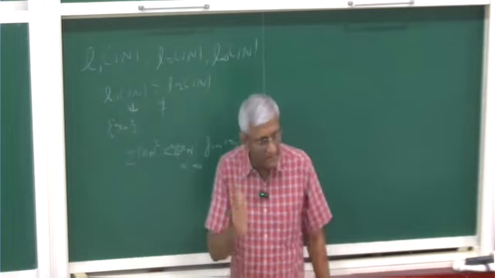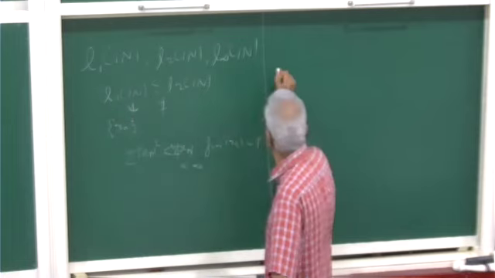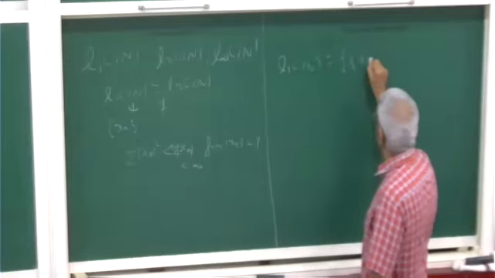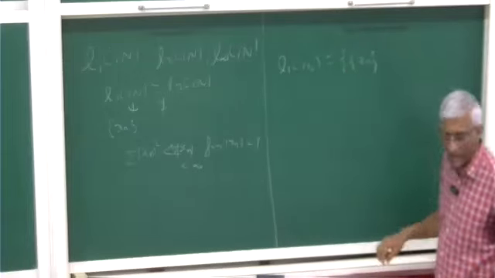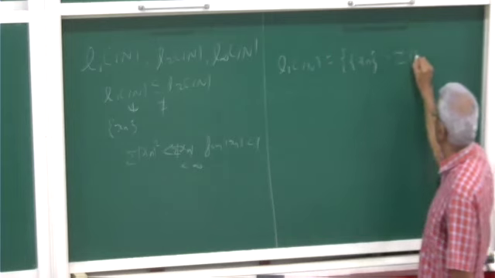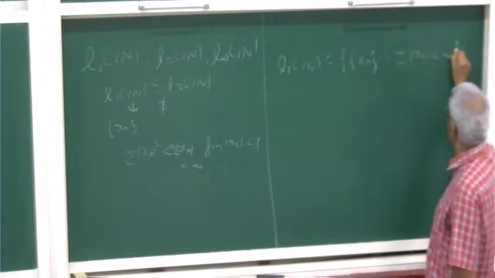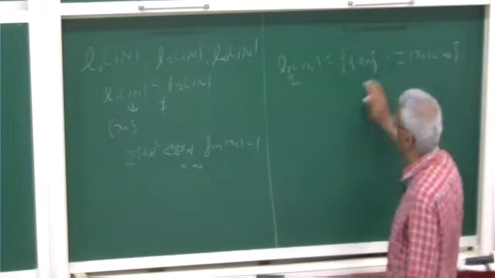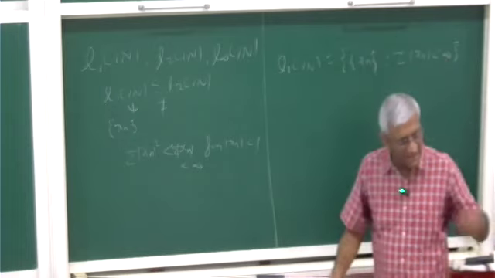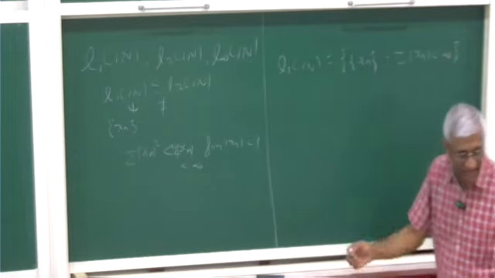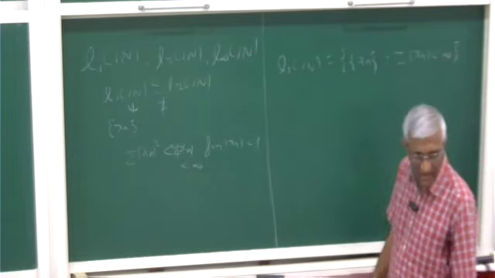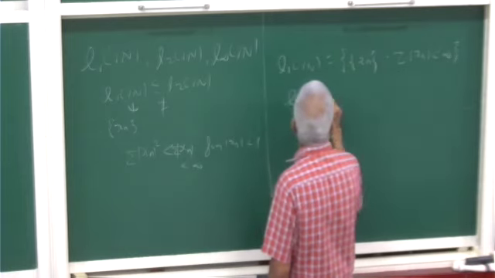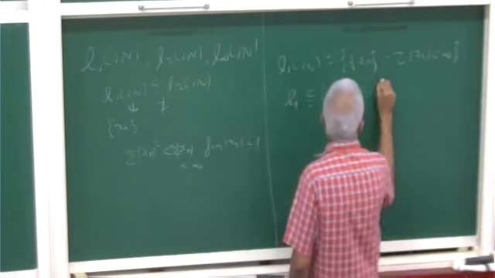What is L1? L1 of N is all sequences which are summable. It is just the infinite version of this: all Xn such that the summation of mod Xn is less than infinity. And L2 means it is just the square. L infinity is all bounded sequences, which we defined last time. So L1 is contained in L2, which is contained in L infinity.